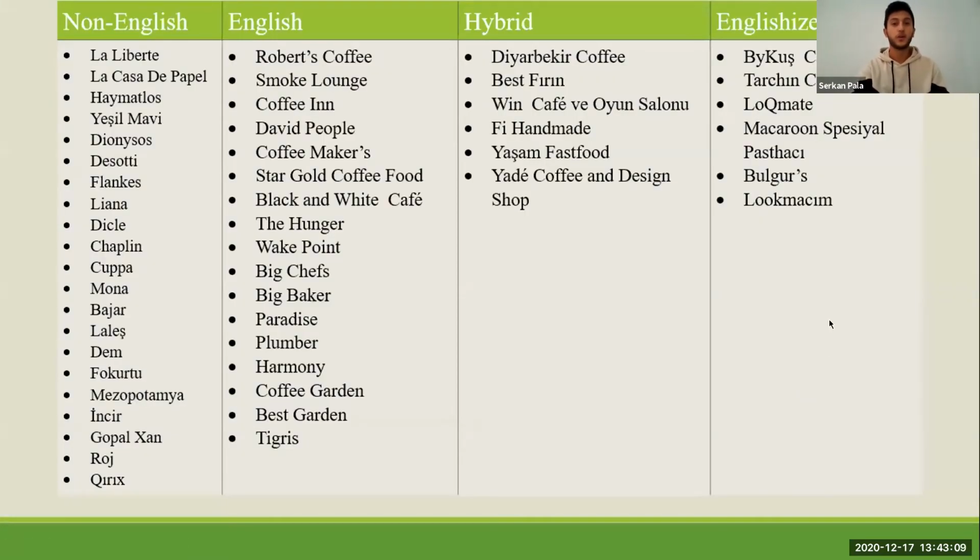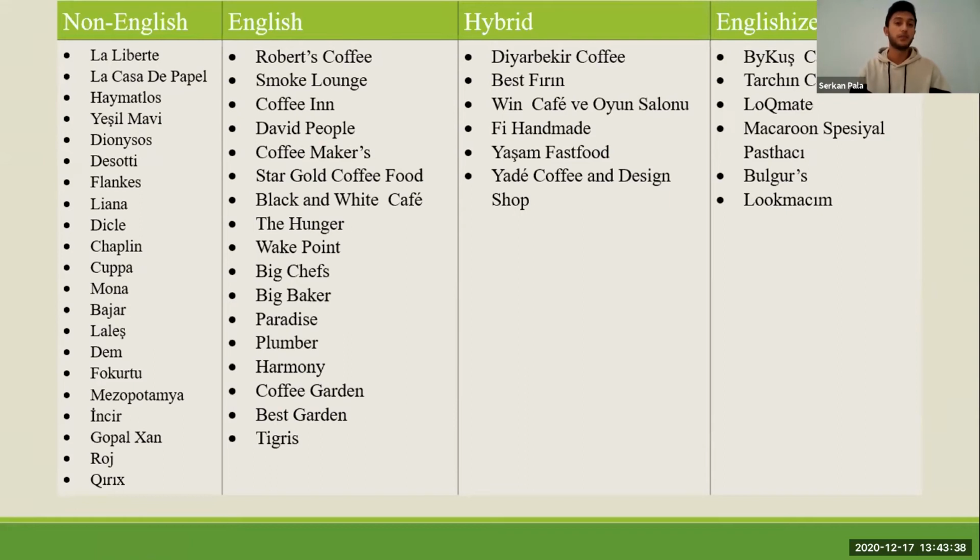And here we have a table. When you look at the table, you can easily see that non-English signs are the most common type of sign, with 21 cafes out of 50. And there's a language diversity here. Kurdish, Spanish, French, and other languages are used. The other one is English signs. Here it's also very common in this city, and 17 out of 50 are English signs.